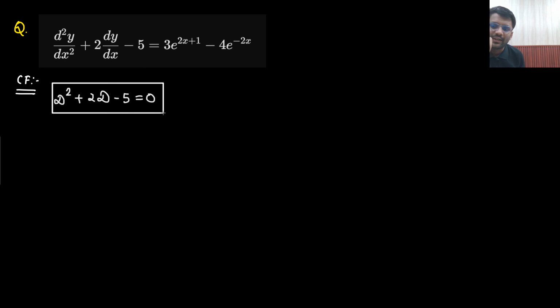What is your characteristic equation? Sir, my characteristic equation here is, sir, d square plus 2d minus 5 equals 0, sir. This is my characteristic equation, right? Absolutely wrong. Completely baseless.